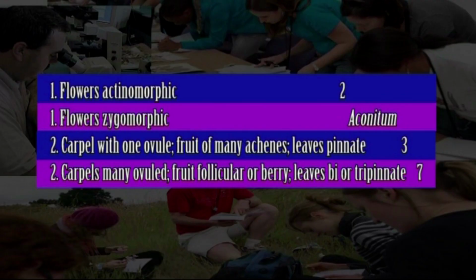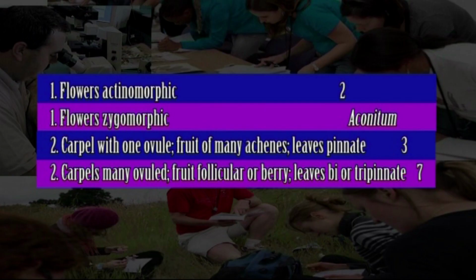Both these needs are met in keys, however, they differ in different typographical formats as already discussed. In a bracketed key, each couplet has two leads immediately adjacent under the same left hand number. As you see, flowers actinomorphic and flowers zygomorphic, both the leads are side by side. Then carpels with one ovule, fruit of many achenes, leaves pinnate correspond to a lead of second couplet which is immediately adjacent under the same left hand number of the first key.